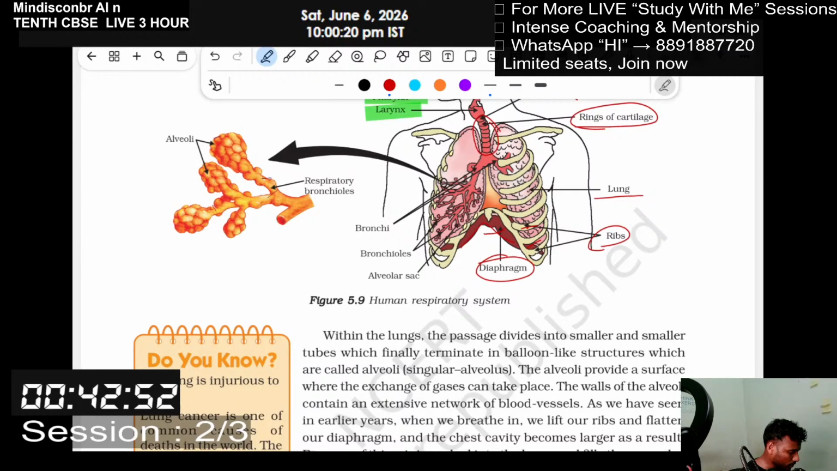And the two divisions are called bronchi, and from them small branches arise that are called bronchioles, and last the tip, that is a little bulged or balloon-like structure, is called alveolar sac. The respiratory bronchioles, alveoli. These are the enlarged figure of this section.